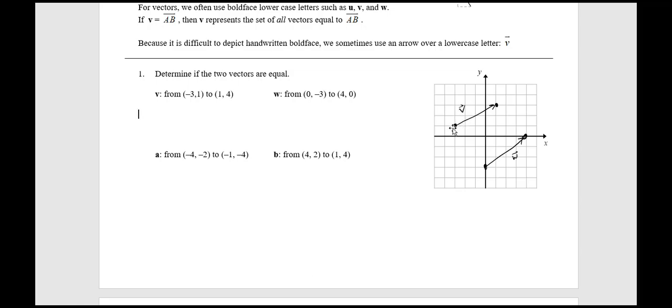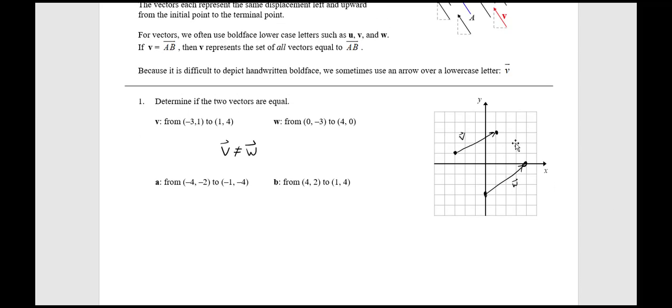Well, notice this one goes up 2 over 4. This one goes up 3 over 4. They are not pointing in the exact same direction. This one's tilted a little more vertically than this one is. That's a different direction, so it's a different vector. v does not equal w. Let's do the same sort of thing with the next part here.